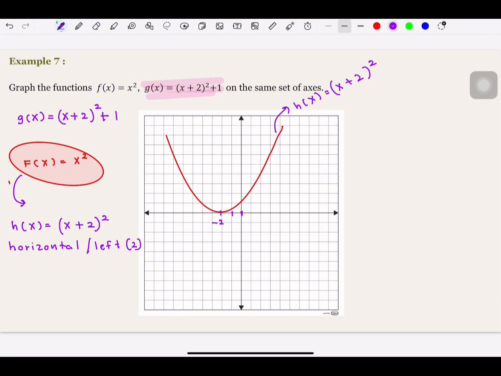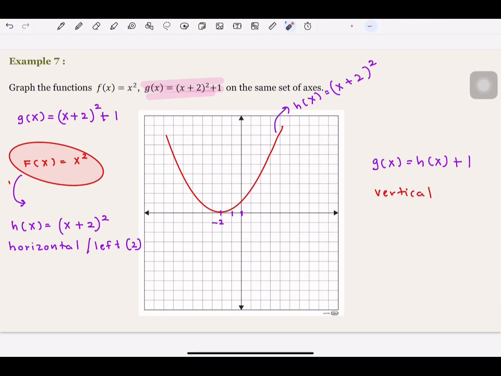Okay, so now we have h of x, but we are supposed to sketch g of x. It's not the same. We are still missing this plus 1. To get g of x, what you have to do is take h of x and add a 1 to that h of x. So here, if you look at this carefully, this is a vertical shift.